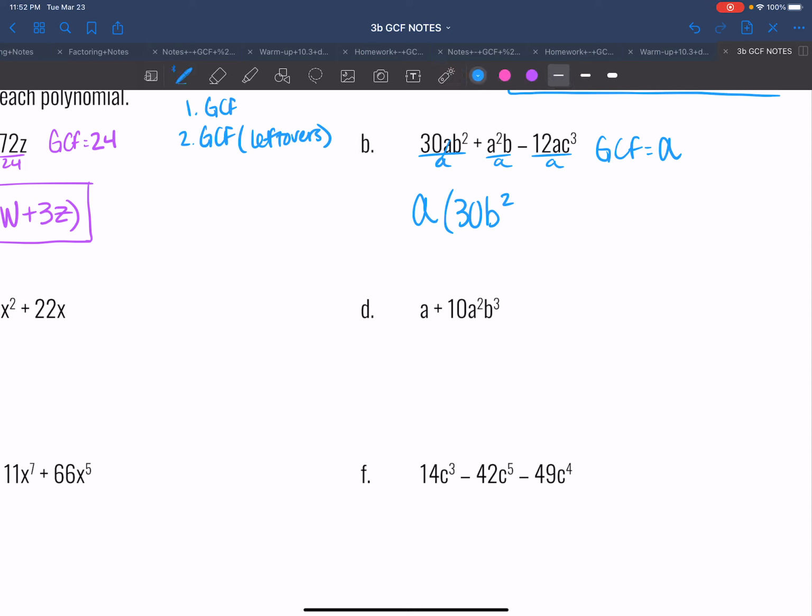The second term, we're going to add on right here, a squared divided by a. The division of just an a would leave a in the numerator times b. Remember the quotient rule, we subtract those exponents, so that would be 2 minus 1. So you're left over with just 1a times b, and then the third term, the a's cancel again. So that would be 20c to the third.